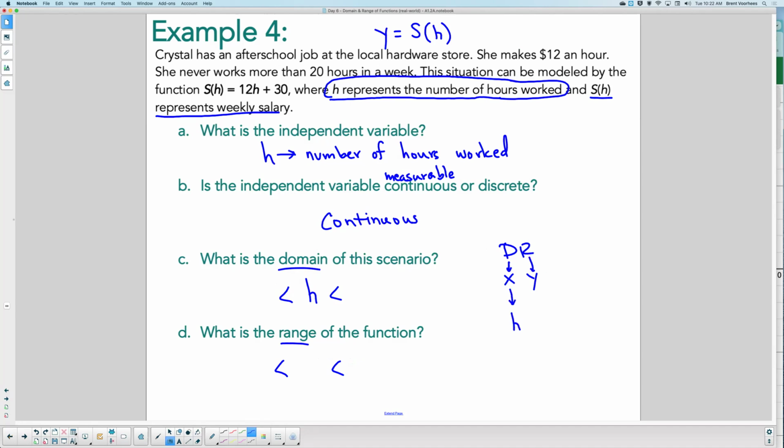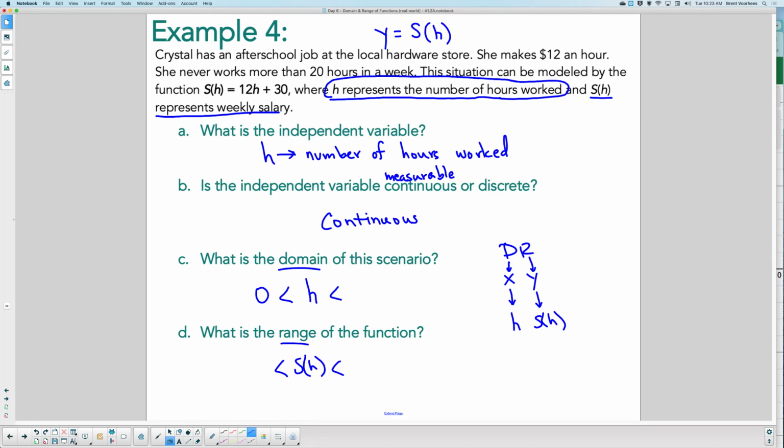What letters are Y? S of H. That goes here. Okay, so now we're talking about H being the number of hours worked. What's the smallest number of hours you could ever work? 0. Perfect. It's 0.